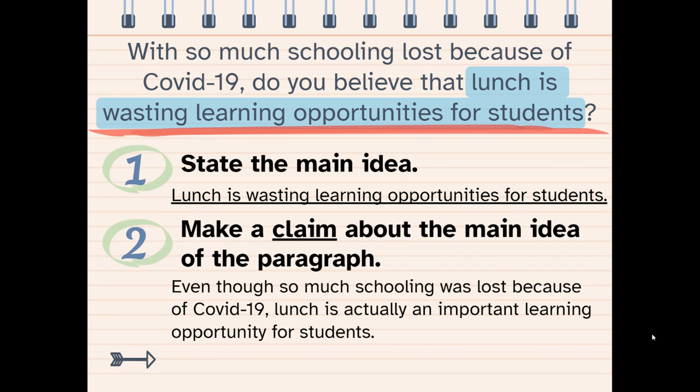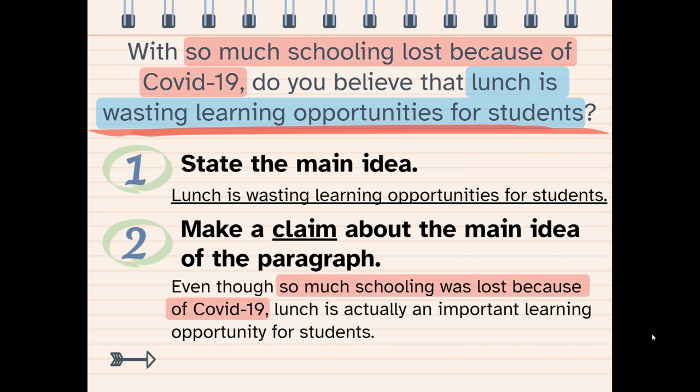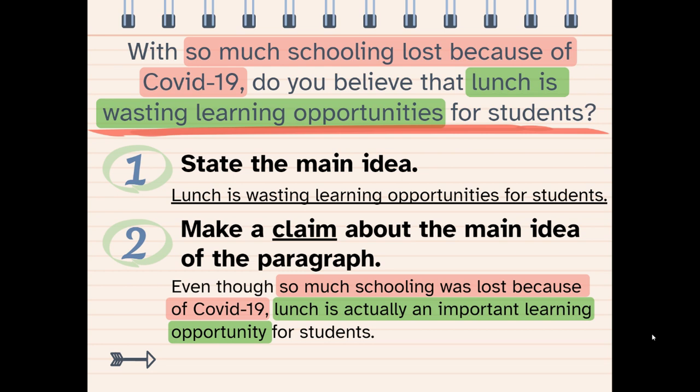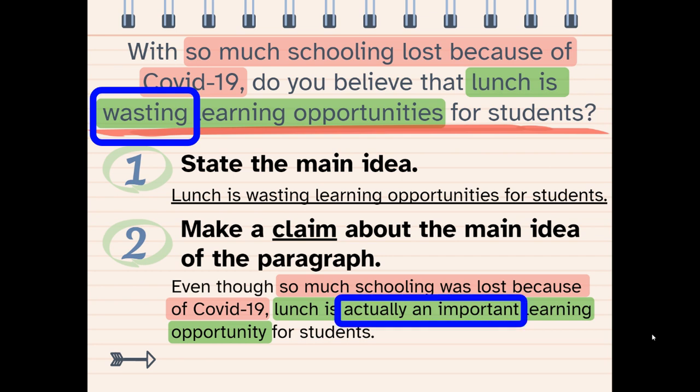So I'm going to say, even though so much schooling was lost because of COVID-19, look at all of this I've used from the question. I don't have to make up the words. They're right there. Even though so much schooling was lost because of COVID-19, lunch is actually an important learning opportunity for students. Again, I'm using the words, but instead of saying wasting, I have great vocabulary. So I'm going to say actually an important. So instead of saying I disagree that it's wasting, I'm going to say no, it's actually important.